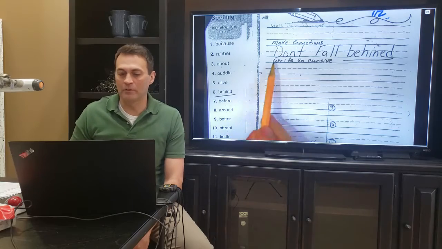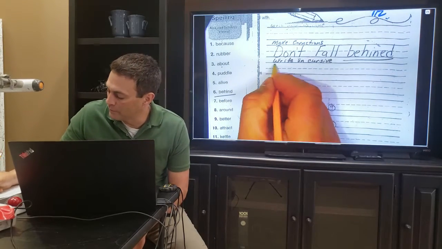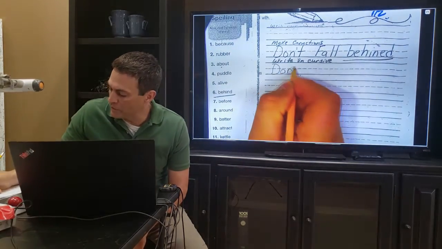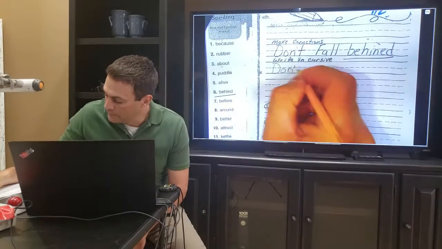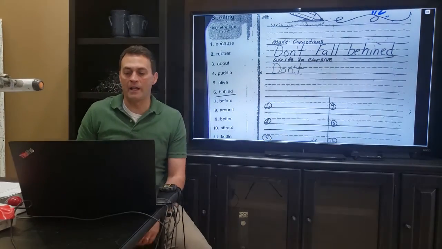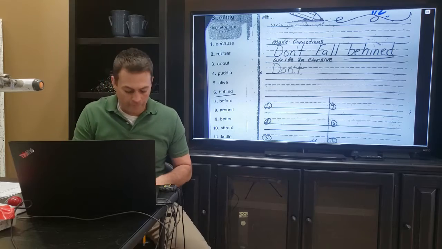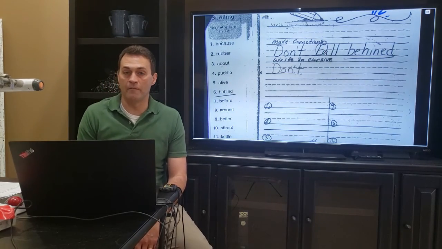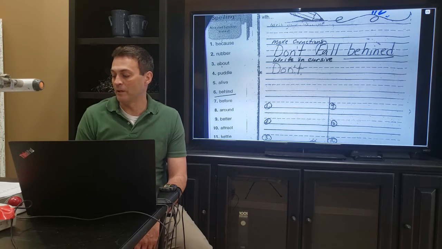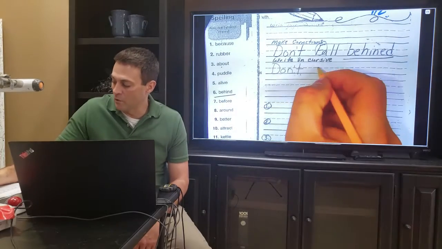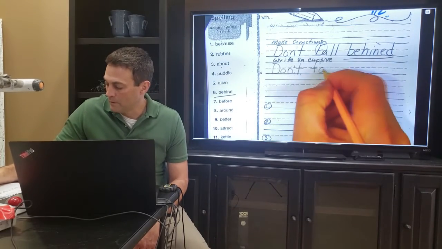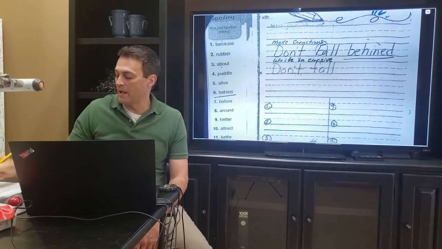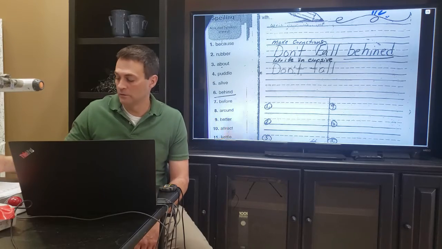Don't fall behind. So there's already a capital D, so there's nothing wrong with don't. Make sure you put that apostrophe on there. That's short for do not, right? Fall does not need to be capitalized unless it was the season of fall. Then you would capitalize it because it's a proper noun. But this is not, so you just put a lowercase f. And then behind is spelled over here.